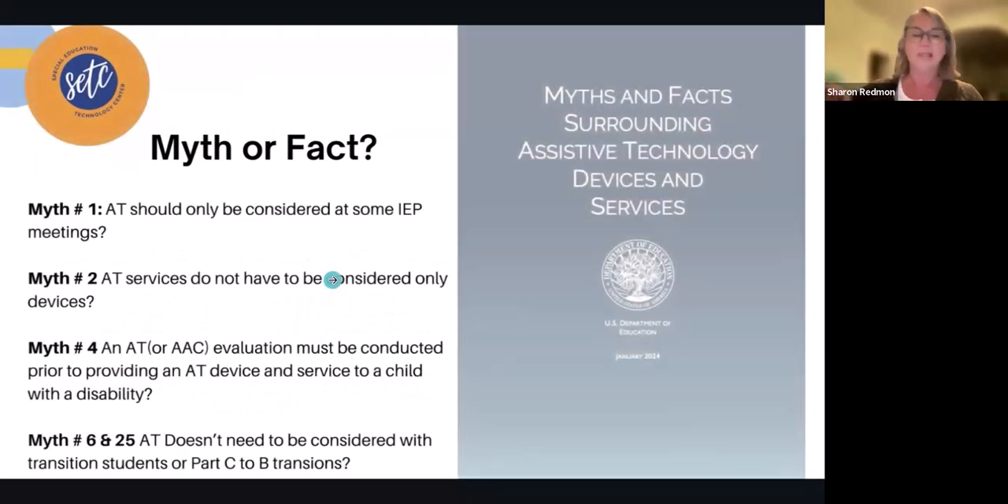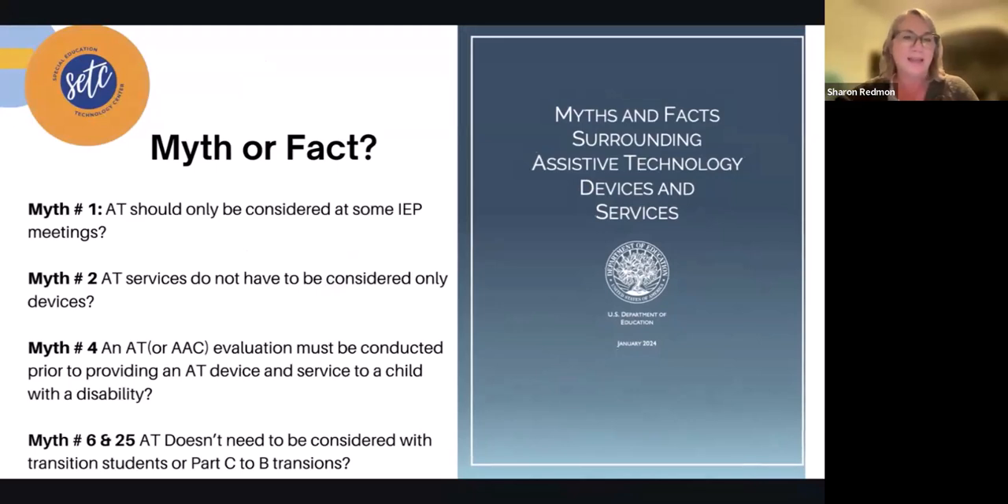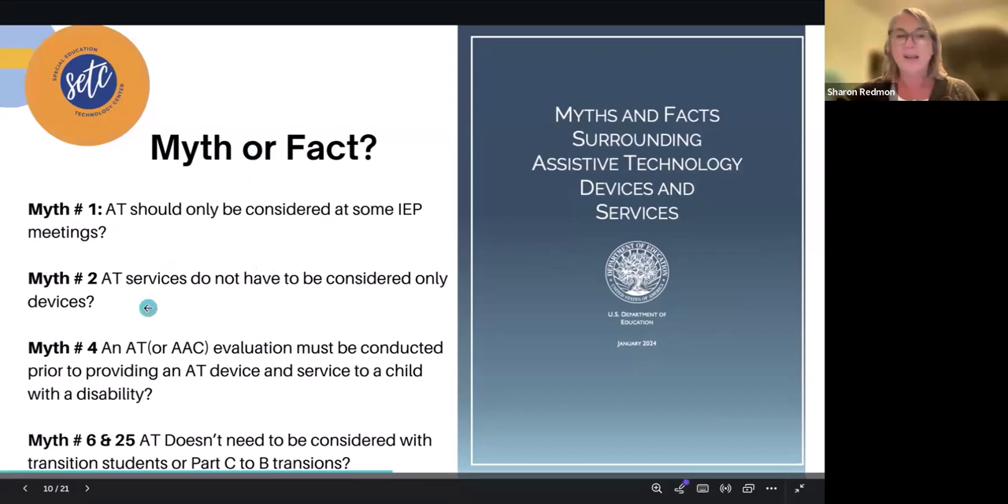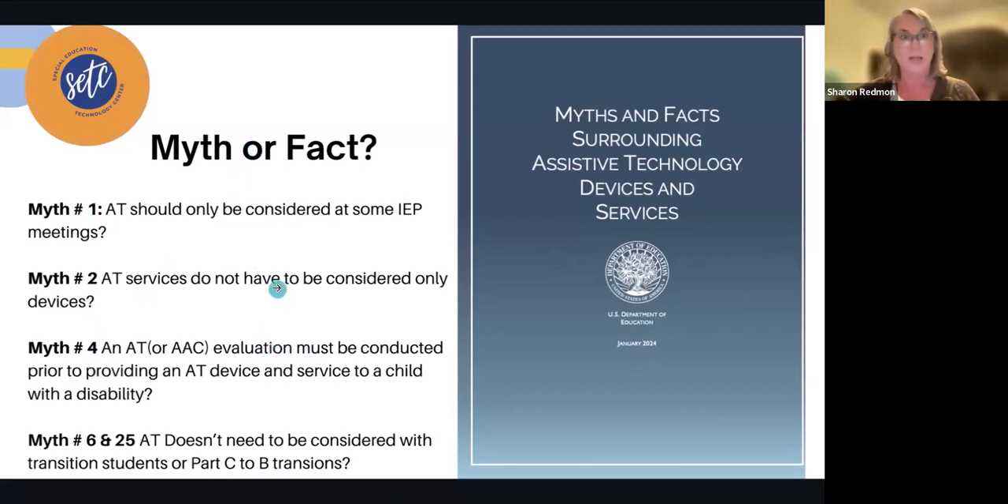So first, before we dive into all that, we're going to take a look at these myths. Assistive technology should only be considered at some IEP meetings. Assistive technology services do not have to be considered. Well, I kind of gave that one away earlier. AT and AAC evaluation must be conducted prior to providing AT devices and services to a child with a disability. And AT doesn't need to be considered with students transitioning from Part C to Part B, so that's the birth to 3 to 3 to 5 transition. I'm giving it away, these are all myths. So we're going to take a look at those facts.